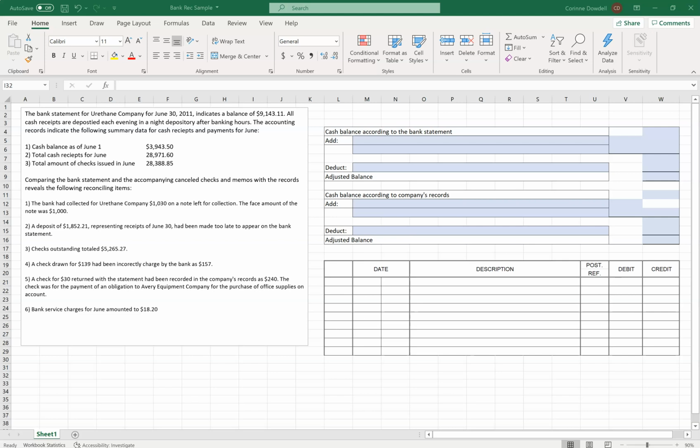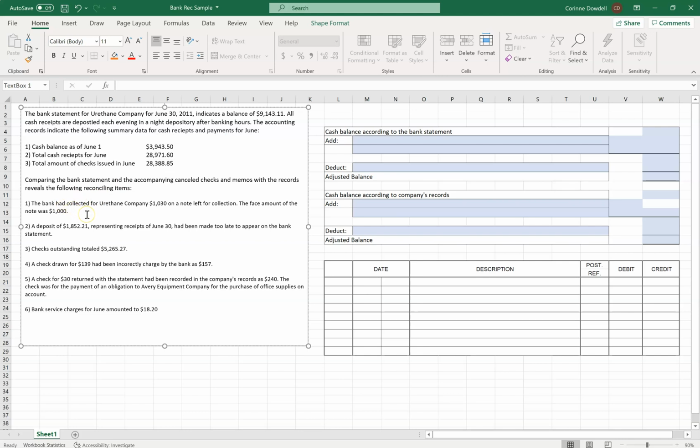Okay, so what we see here is some information about a company, Urethane, for June 30th. We have a balance on the bank statement of $9,143. Then we have our accounting records information, which is a cash balance on June 1st of $3,943.50. We had cash receipts of $28,971, checks issued of $28,388. And then after analyzing the statement, we found the following information.